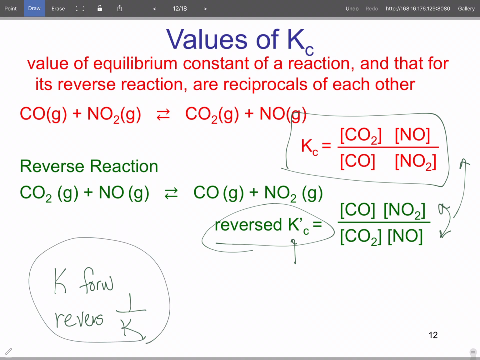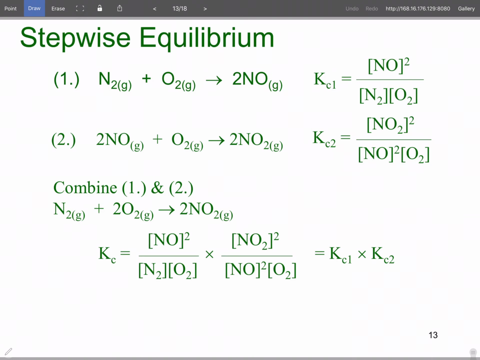But this will allow us to manipulate the value. So basically, if you manipulate the equation, you can manipulate the value. So, stepwise, if we have two steps, N2 plus O2 produces NO, and then the NO goes to NO2, and you combine them together. If you total them together, the intermediate goes away, and you end up with this equation here.